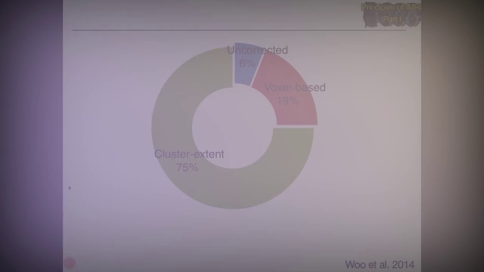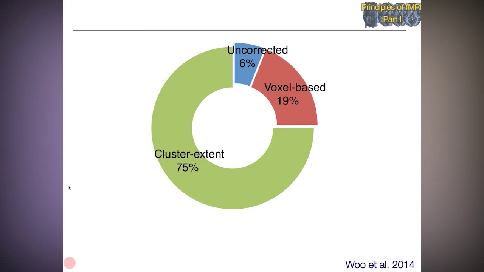So let's look at what people are actually doing. This is a survey done by Wani Woo of over 800 papers published in top journals. And what most people are doing, 75%, are using cluster extent-based correction. It's more sensitive. A few people report using uncorrected thresholds, although in practice, probably many more people have uncorrected or improperly corrected thresholds than actually appears here. And 19% report using voxel-based family-wise error rate, or FDR, correction.